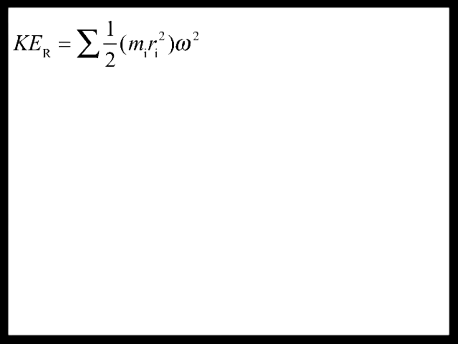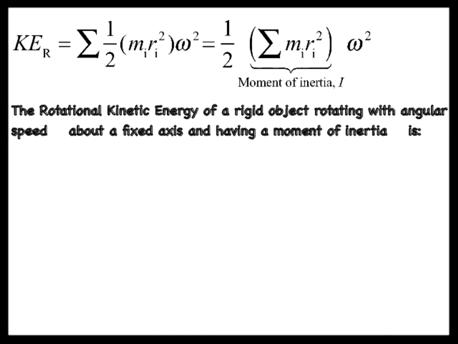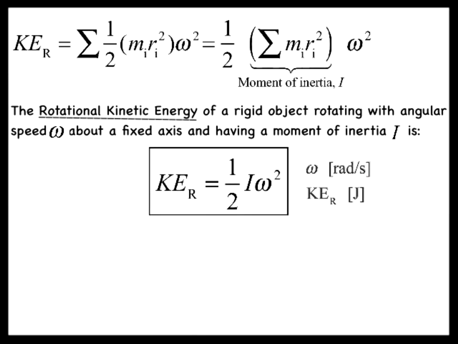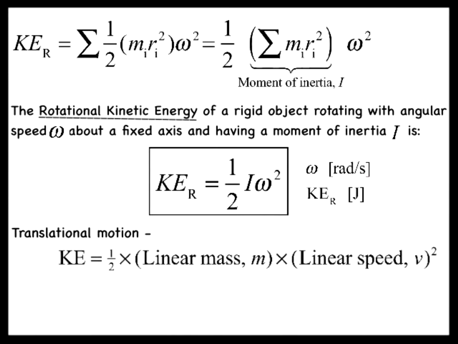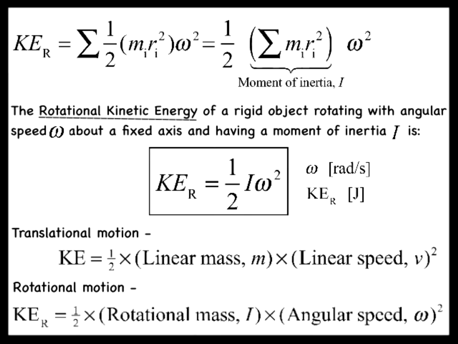We pull omega outside the summation since it has the same value for every point on the rigid object. However, we recognize that the sum of m r squared is just the moment of inertia I. Therefore, the final expression for the object's rotational kinetic energy is 1/2 I omega squared, where omega must be expressed in radians per second, and the energy will be in joules. Just like rotational work, this result should not surprise you. For translational motion, the kinetic energy is equal to 1/2 times linear mass times linear speed squared. Likewise, rotational kinetic energy is equal to 1/2 times rotational mass, or moment of inertia, times angular speed squared.